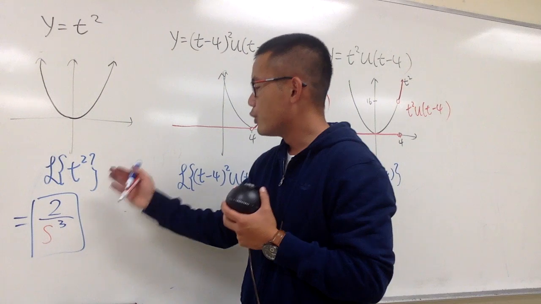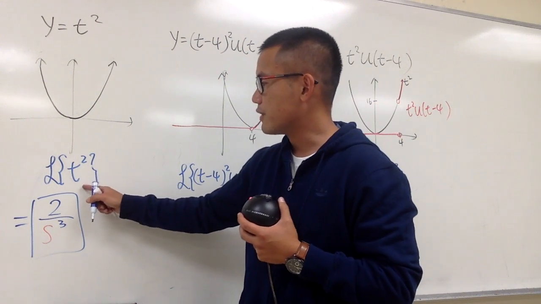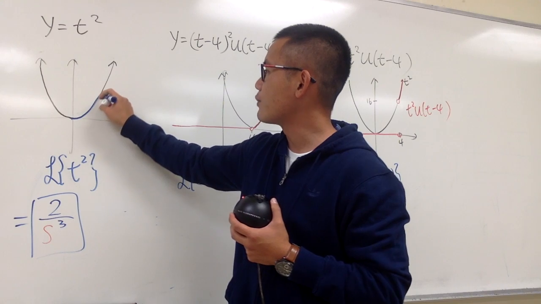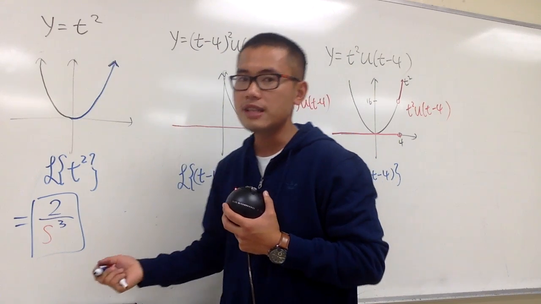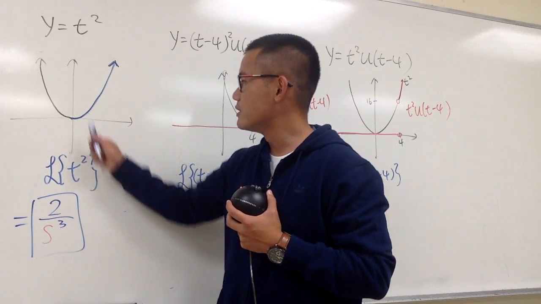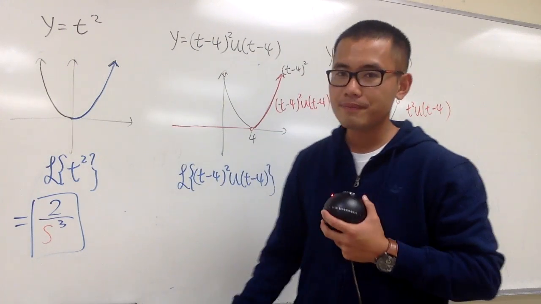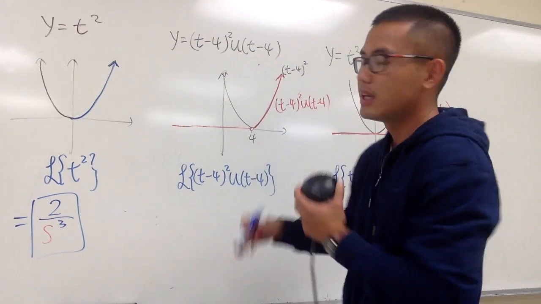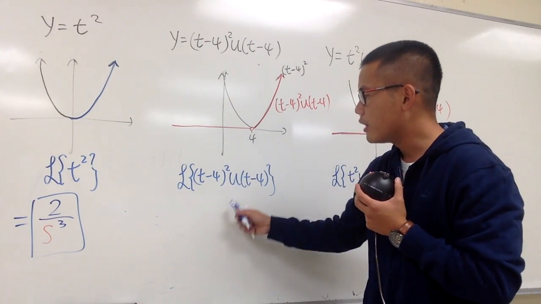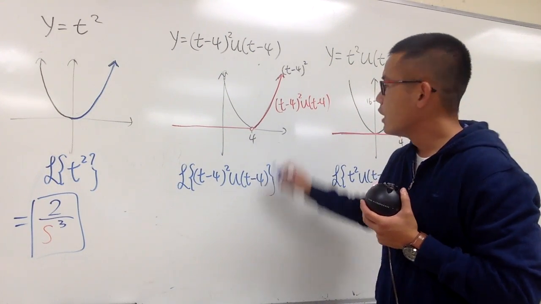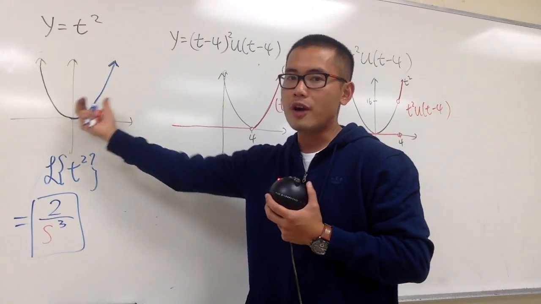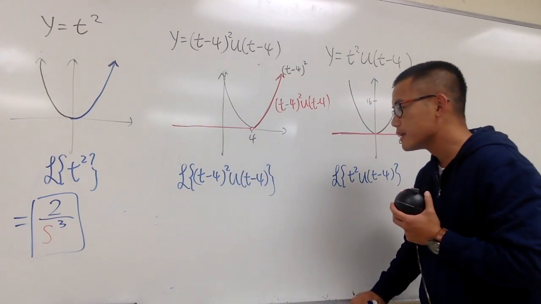And as you can see right here, when you're doing the Laplace transform of t squared, you pretty much just care about this portion of the graph, right? Because the definition says this is equal to the integral from 0 to infinity. So it's just pretty much this part of the graph. And the reason I want to talk about that is because if you look at this, the Laplace transform of t minus 4 squared times u of t minus 4, you're talking about this part of the graph. And it's just pretty much you shift this graph to the right 4 times, isn't it?